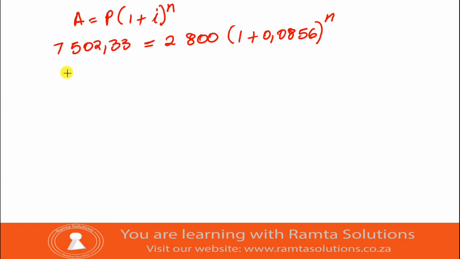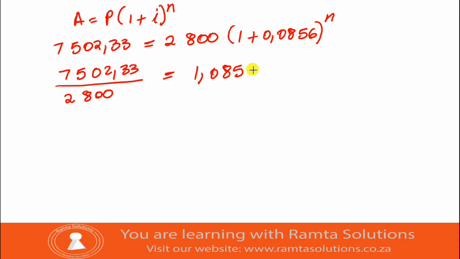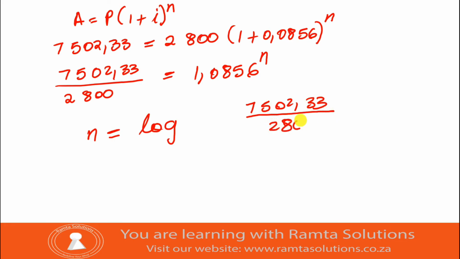So I'm going to divide everything by 2,800. You have 7,502.33 over 2,800 equals, when you simplify this, 1.0856 to the power N. Now, because you have done logarithms, when you solve for N, you will say N equals log of 7,502.33 over 2,800, base 1.0856. On your calculator, you have seen this. This is log, it looks like this.